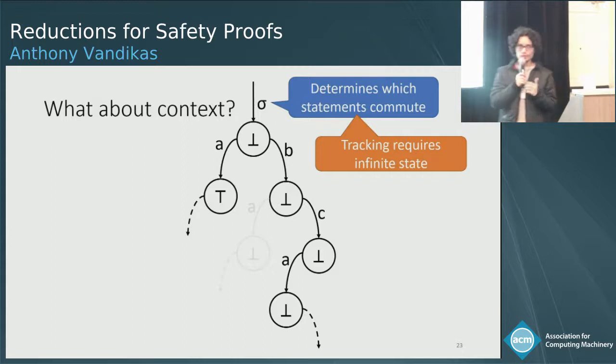So if we have an infinite number of histories, then we can only tell if things commute if we somehow keep track of this history. And the automata we're dealing with are finite state. So how do we work around this issue?